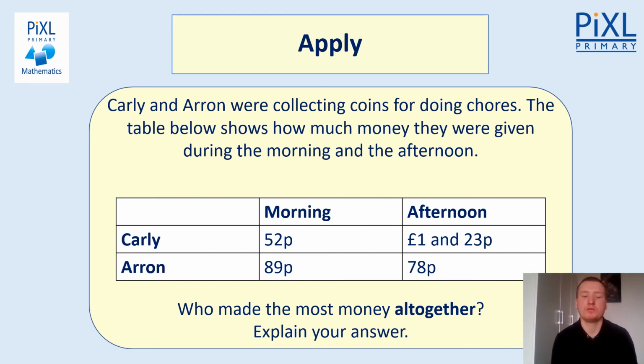So we've got two different siblings. We've got Carly and we've got Aaron. They get paid in the morning and they get paid in the afternoon. So who made the most money altogether?